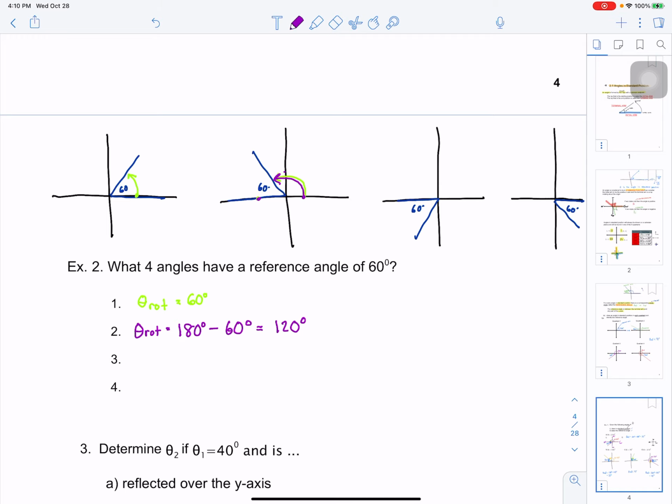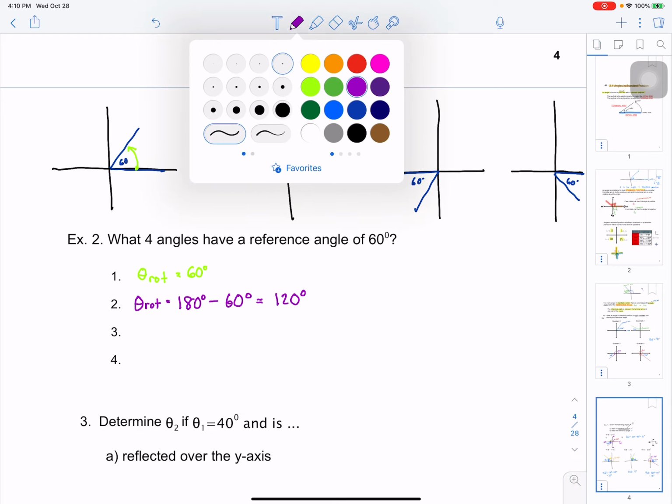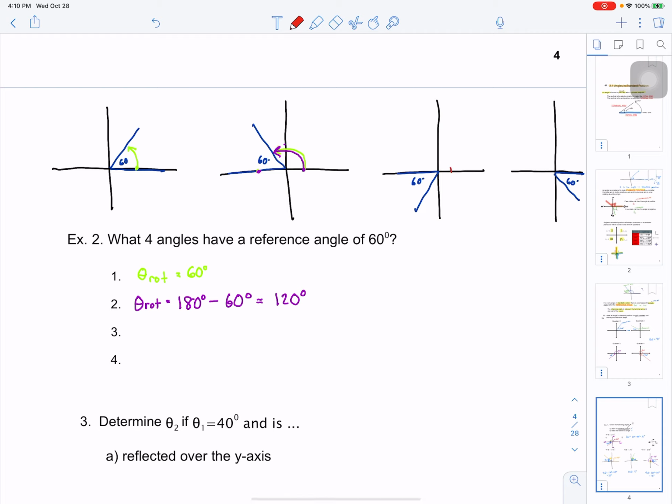degrees. If I'm in quadrant 3, pay attention to how I'm going to do this. I'm going to go to the 180 line, and then when I get to this line, it's 60 degrees more than the 180 line. So in this case, my rotational angle is 180 plus the reference angle I traveled, which is 60, which will give me 240 degrees.